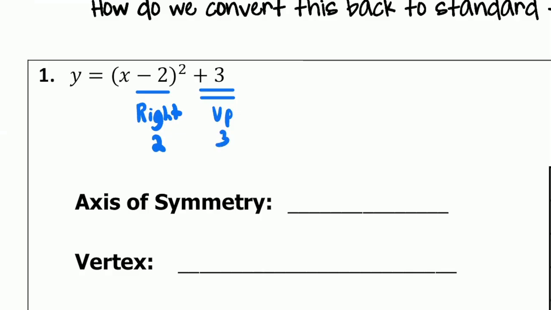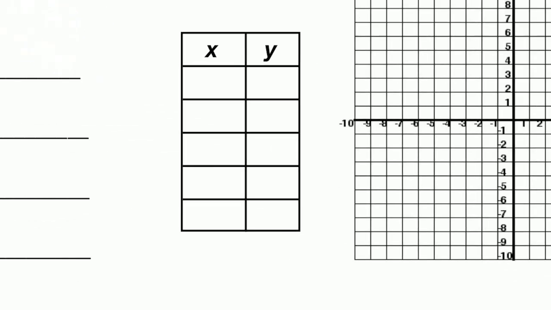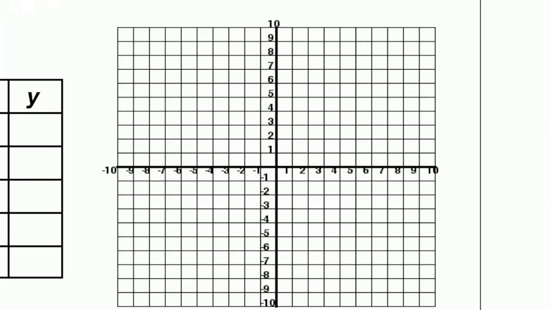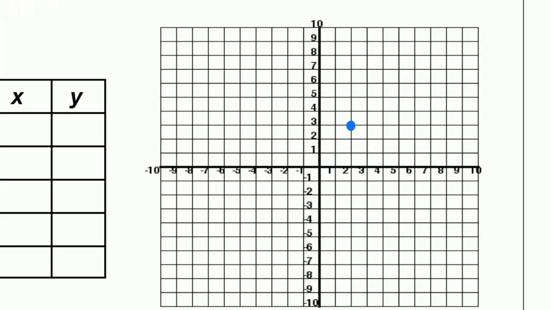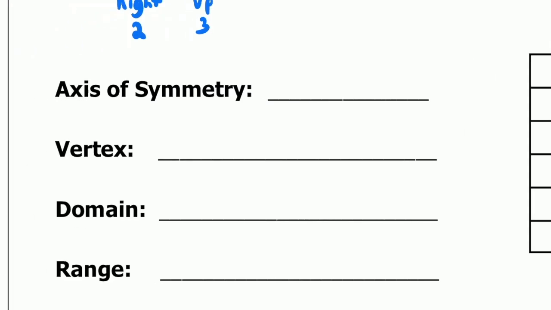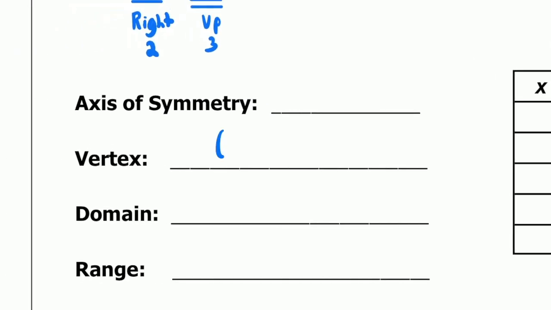And this right here is going to tell us where our vertex is. So if I go from my origin here, and I go right 2, so 1, 2, and then up 3, 1, 2, 3, my vertex is going to be at that coordinate (2, 3). So I can go ahead and write my vertex now at (2, 3).